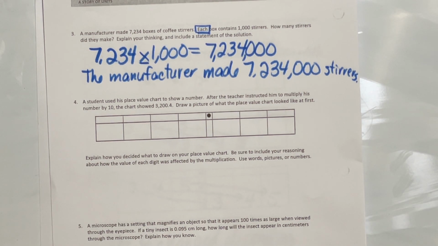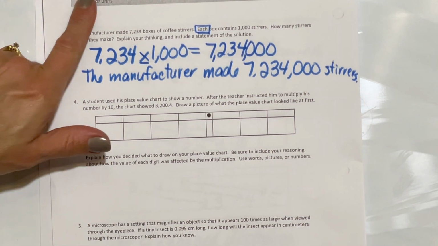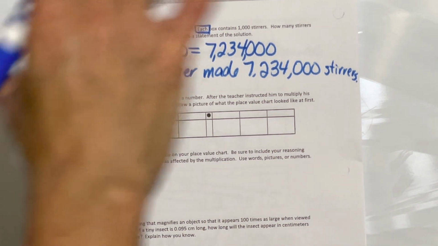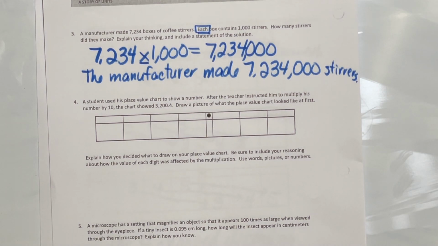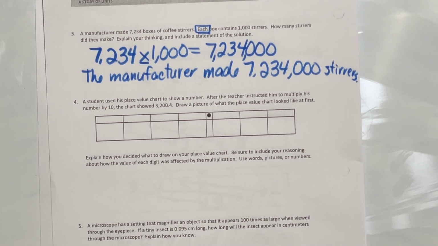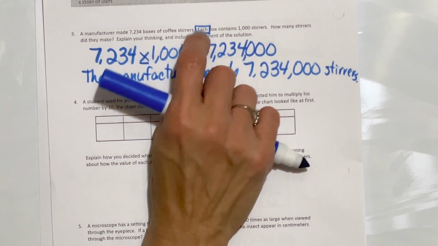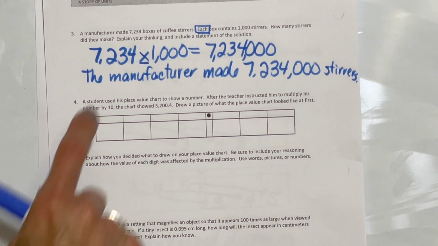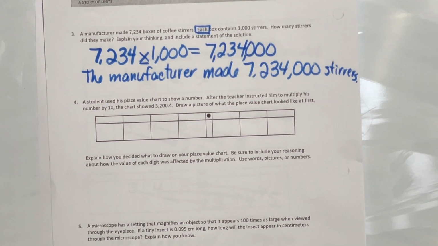The other thing you need to do, I kind of acted it out a little bit. I was thinking about the boxes, and I was thinking, okay, if one box has 1,000 stirs and there are 7,234 boxes, obviously my number 7,234 is going to get bigger. So obviously I'm going to be multiplying. Then I found the key word "each," and because of our clue words, it solidified that I'm going to be multiplying those. Okay? All right. So let's go on to number 4.